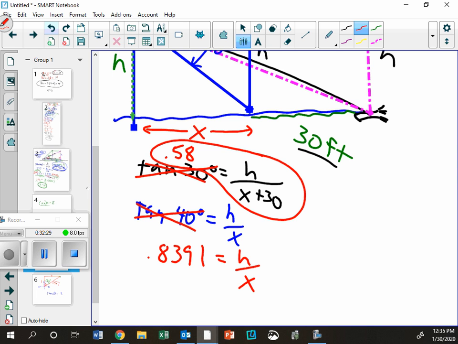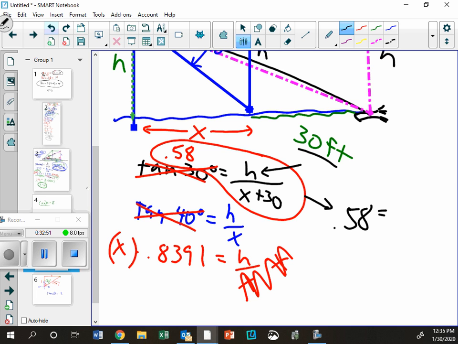Now I'm going to solve for h. h equals 0.8391x. That means right here where h is, I can put 0.8391x. So now I'm going to rewrite this equation. 0.58 equals, and instead of h, I'm going to put 0.8391x over x plus 30. And I have to solve for x.